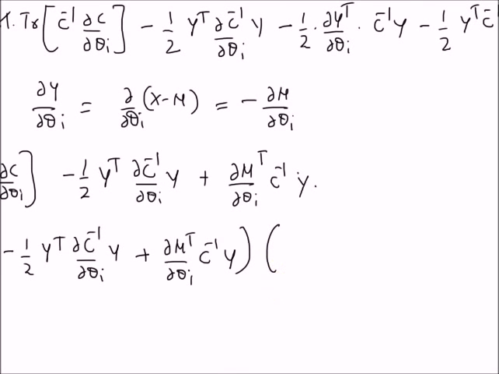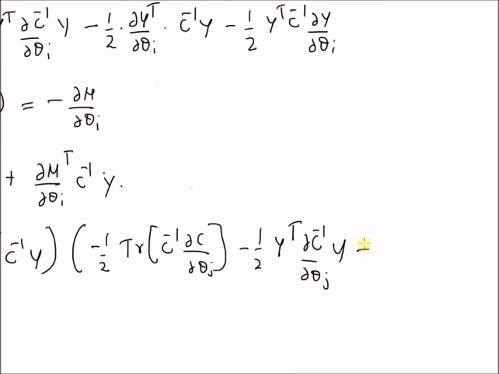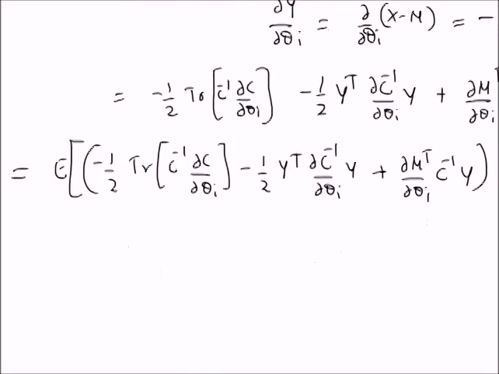We basically multiply this first derivative with the first derivative with respect to theta j, which is minus 1 by 2 trace of C inverse derivative of C with respect to theta j, minus 1 by 2 y transpose derivative of C inverse with respect to theta j multiplied by y, plus derivative of mu transpose with respect to theta j, C inverse y. So this is the element of the Fisher information matrix, the expectation of this product.